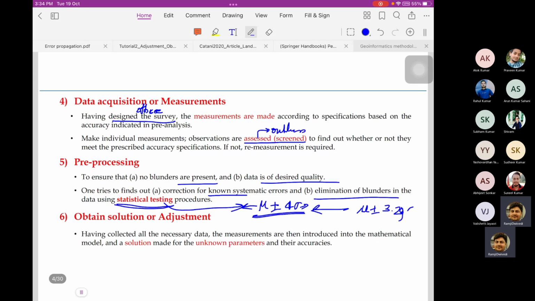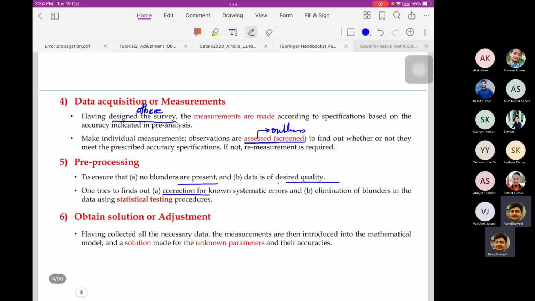So please remember, you are not talking about the so-called random errors here. Instead, only systematic error and blunders. We are only talking about the two, because we know the third one, which is random error, cannot be determined, cannot be removed. We only have the stochastic characteristic of that random error, which we need to take into account and move further. So that is the fifth step.